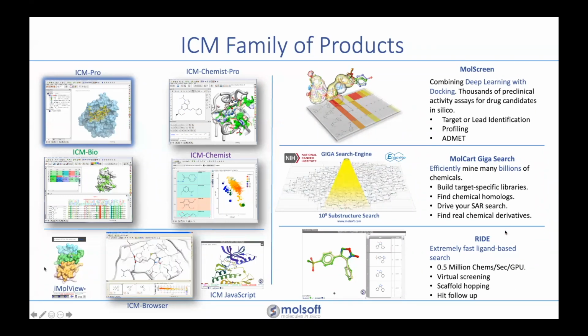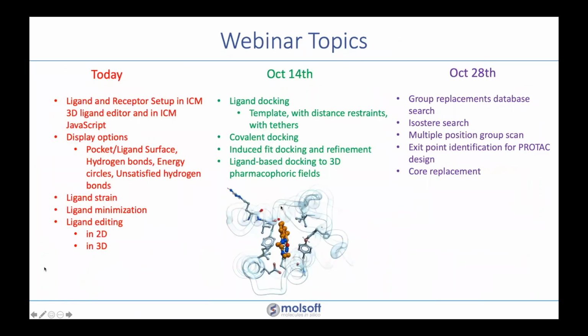And RIDE is a new tool where you can screen about 500,000 chemicals per second per GPU. It's a fast ligand-based searching method. So your chemists could have this JavaScript window here and just sketch a lead compound, then search a larger database in minutes or even quicker, and generate ideas that way through RIDE. That's just an overview of the topics.